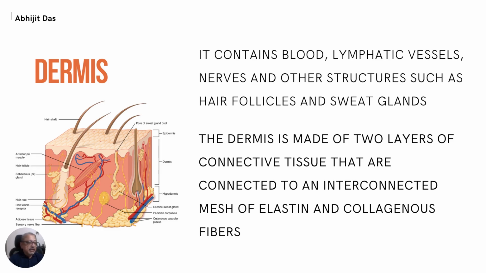Now, the dermis layer contains blood and lymphatic vessels, nerves, and other structures such as hair follicles and sweat glands. The dermis layer is made up of two layers of connective tissue that are connected by an interconnected mesh of elastin and collagenous fiber.